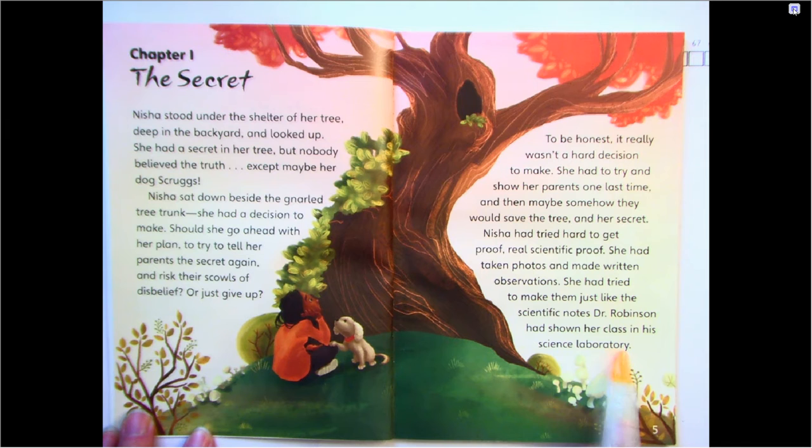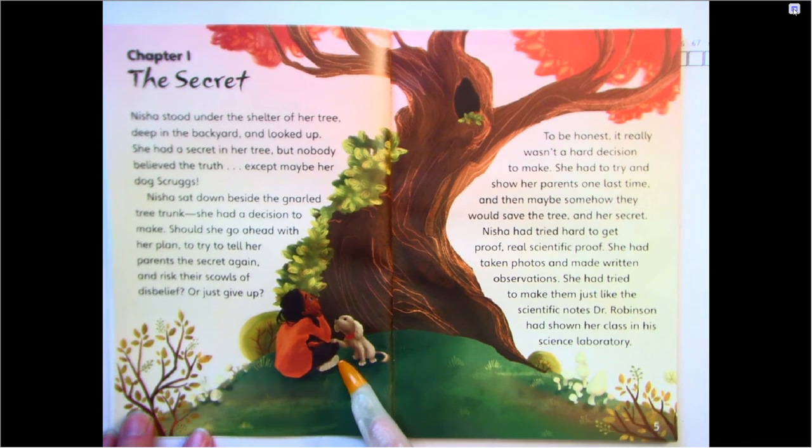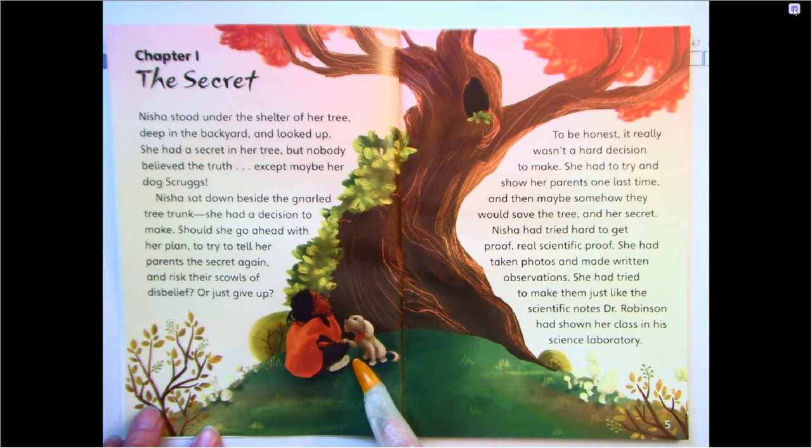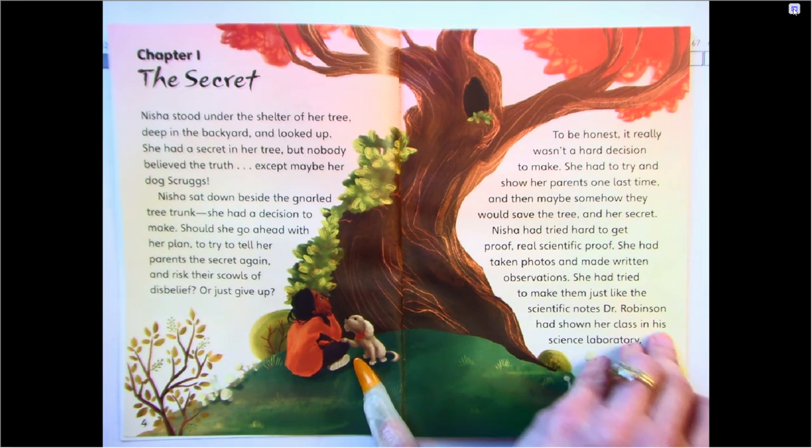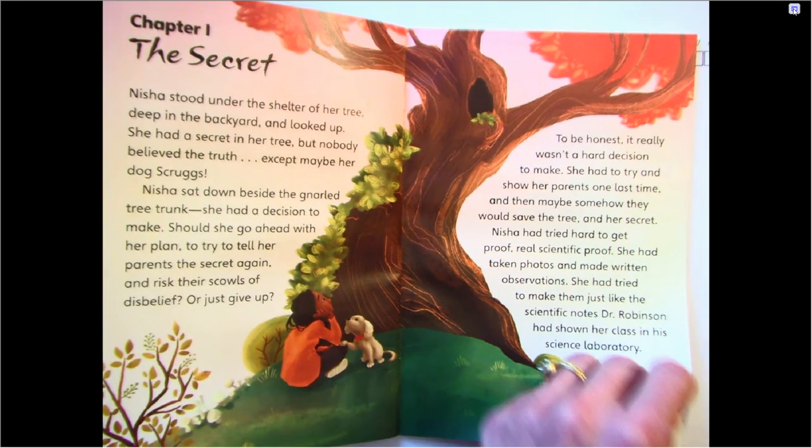Ooh, she sounds a lot to me like some other characters that we've learned about. Can you think of who that might be? Are you thinking Nell and Drake? She sounds like a scientist like them. So she's got a decision to make.